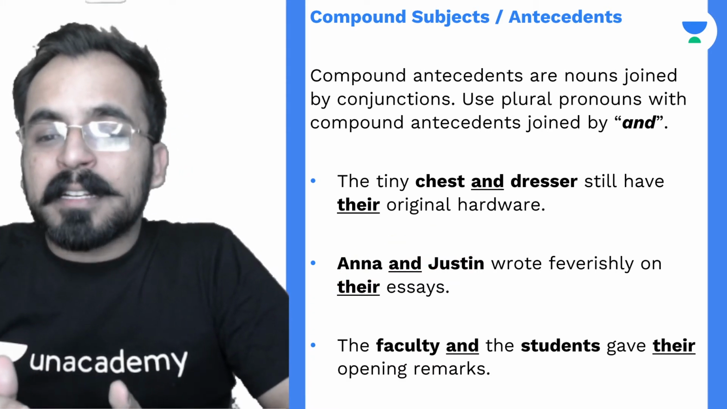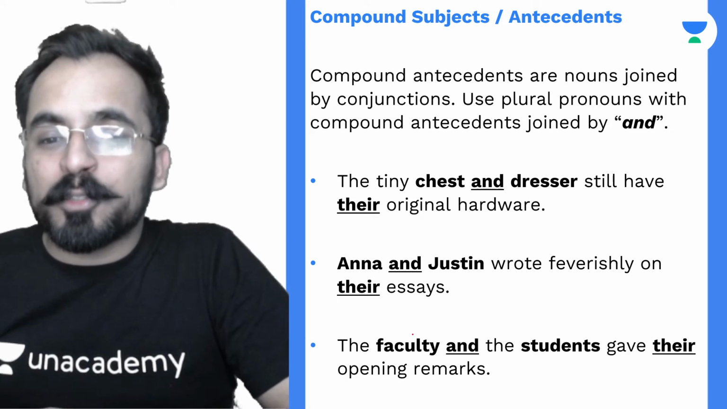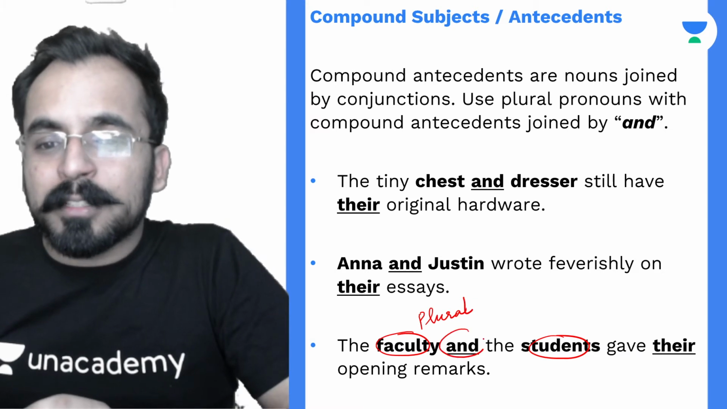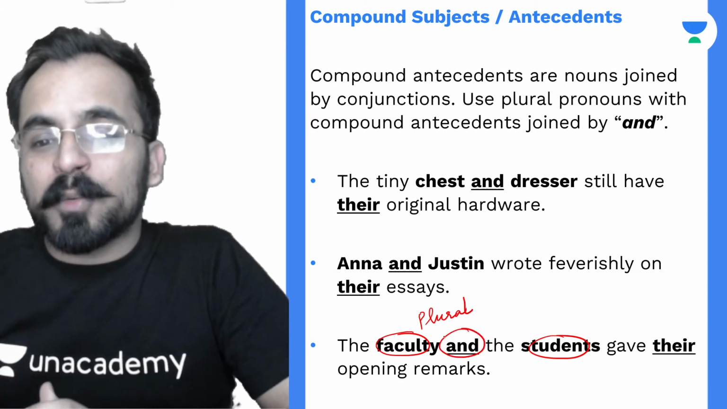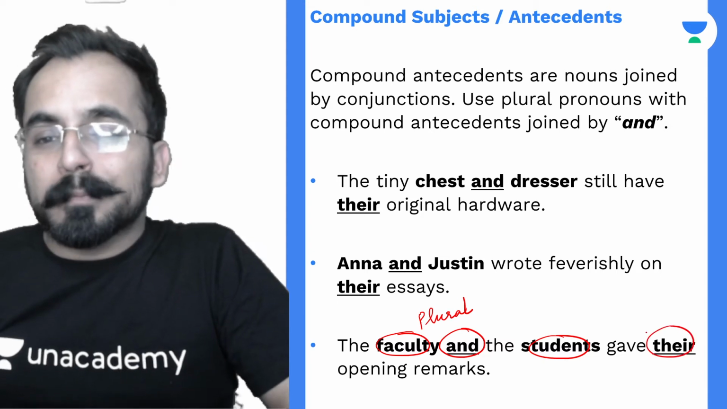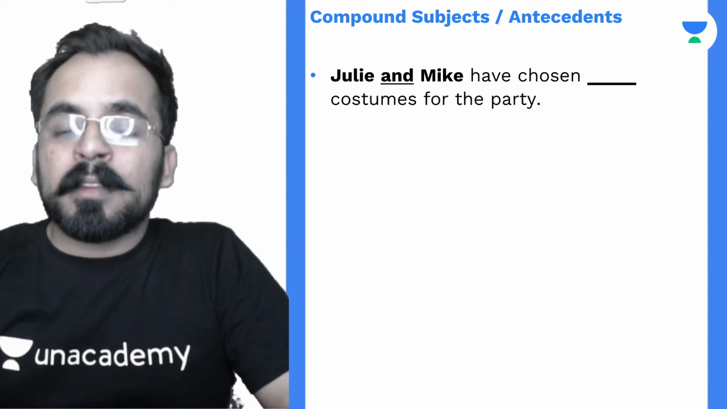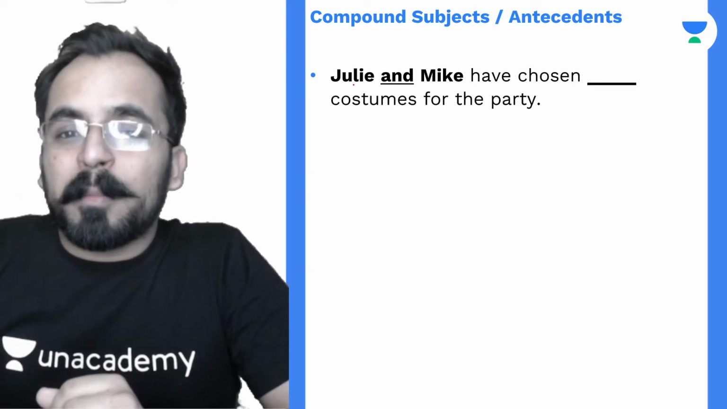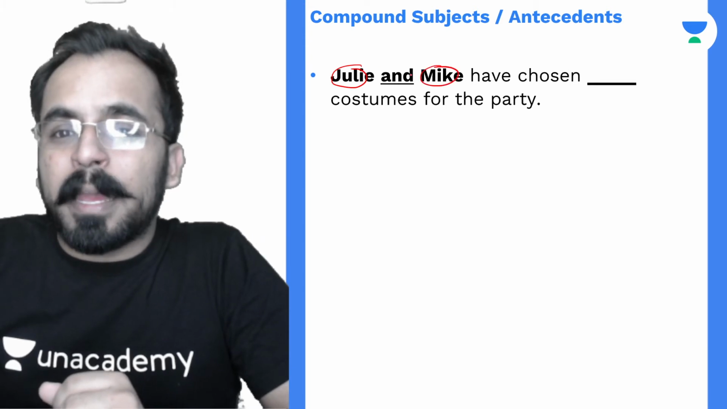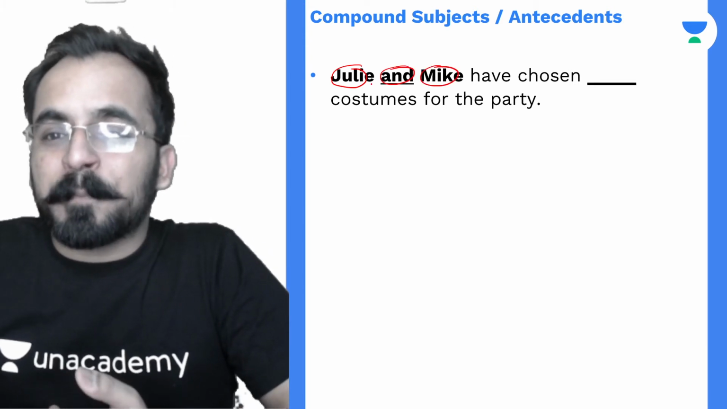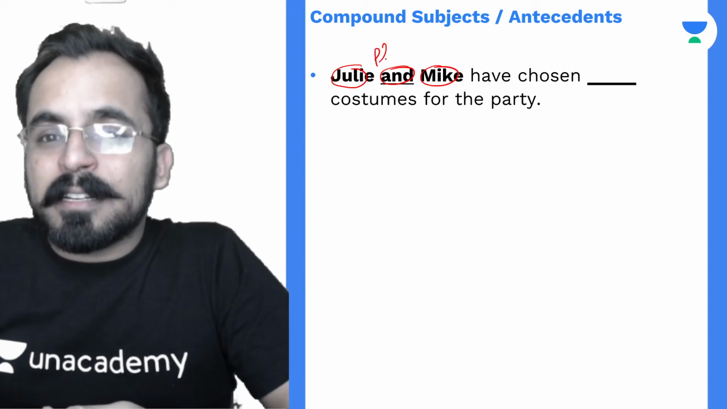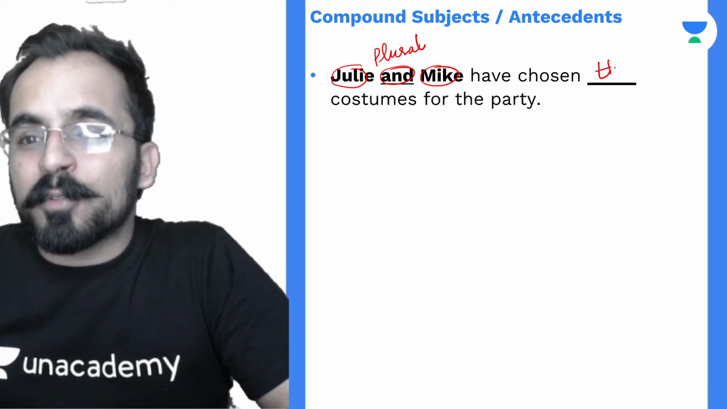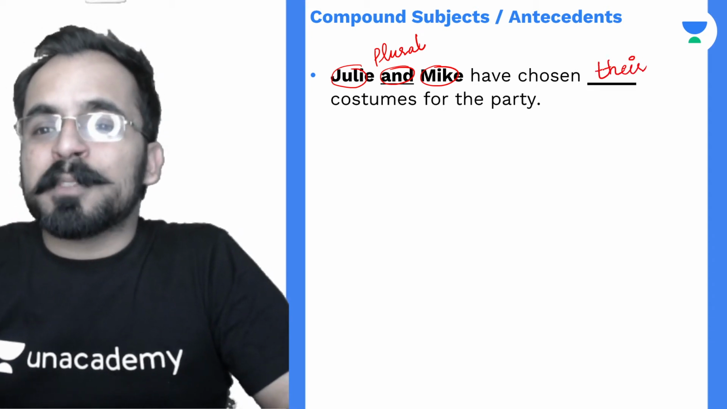Next, the faculty and the students. So how many antecedents? 2. Faculty and students. Plural, joined together by the conjunction and. The faculty and the students gave their opening remarks. Now let's try and complete these blanks. Julie and Mike. So how many antecedents? 2. Julie, Mike joined together by the conjunction and. So if our antecedent is plural, our pronoun also has to be plural. So they have chosen their costumes for the party.